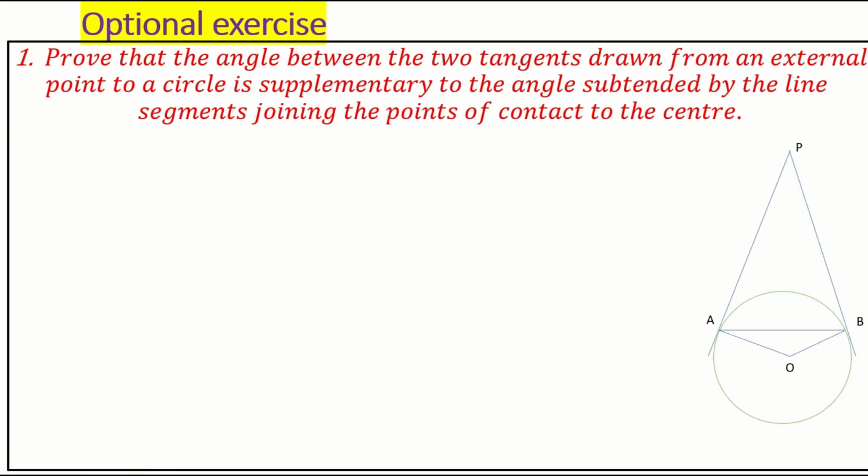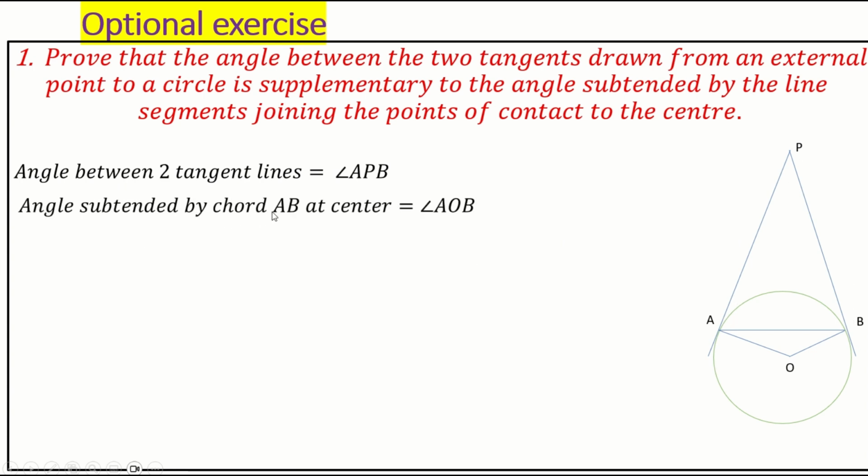Prove that the angle between the two tangents drawn from the external point to a circle is supplementary to the angle subtended by the line segments joining the points of the contacts to the center. Okay, so this we have done actually already, but let's do. Angle between two tangent line is angle APB, correct? Angle subtended by the chord AB at the center is angle AOB. Okay, it's telling these two are supplementary, means sum of these two angles is 180 degrees.